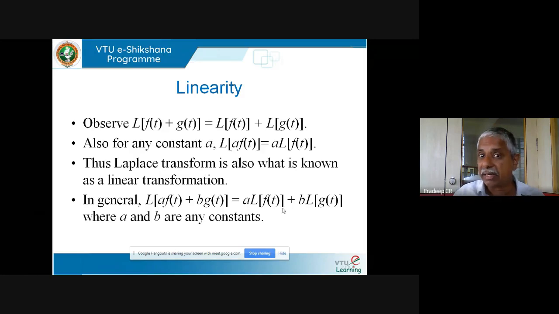So they were linear transformations. Similarly, Laplace is also a linear transformation. What does it do? That we will see later. But try to understand that it's a linear transformation. That is sufficient for me.